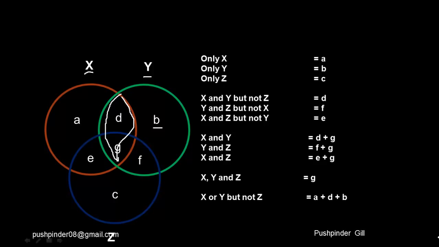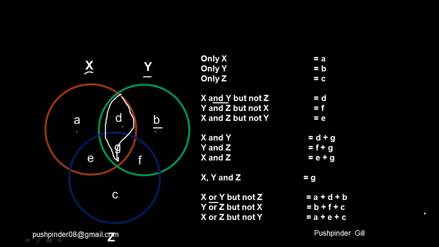Now let us understand, if someone asks X or Y but not Z, you understand the difference between and and or. And means both have to come. Or means either of them can come. So X or Y but not Z means A plus D plus B. Y or Z but not X means B plus F plus C. X or Z but not Y means A plus E plus C. So this is the way, right? So this is simple basic stuff.